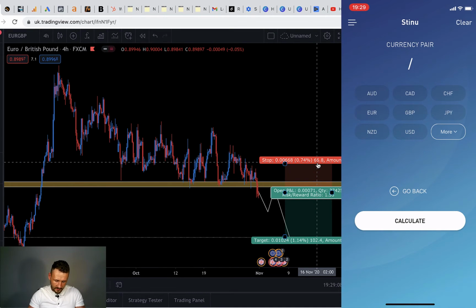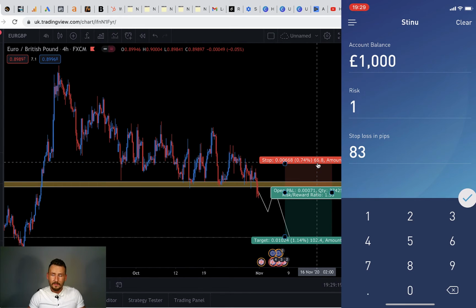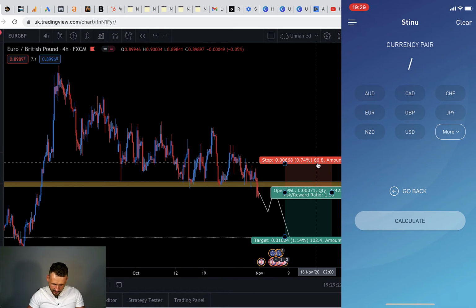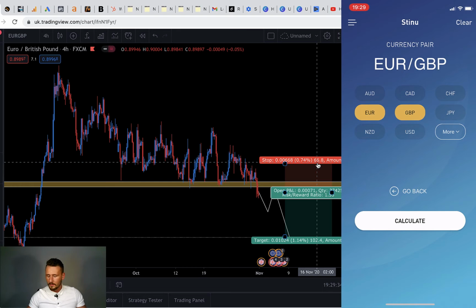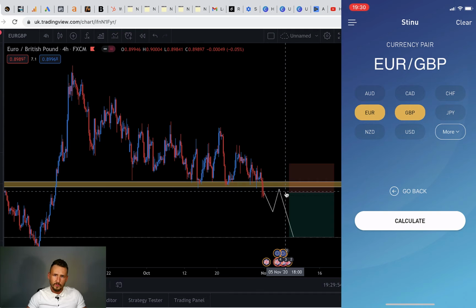We go over here to our lot size calculator. Again, this isn't in the market hours, so we're not going to be able to get a calculation, but we can still do it: 1,000, risk 1%, 66.8, so we'll call it 67. Then we go over here and we put Euro GBP, calculate. Then we've got, say, a lot size of 1.02, round it down to one lot. Then we make an entry once the rules have been met and the risk to reward is looking very good.